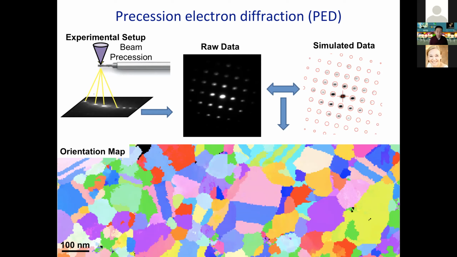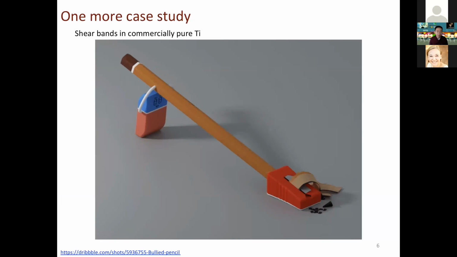In our group, we also used this technique to solve some materials problems. So let me give you one example. The first example is we'll look at the shear bands in commercially pure titanium. Before going to the example, let's look at this animation. I guess all of us are old enough to use something called a pencil. For the younger generation, especially for kids nowadays, they use tablets.